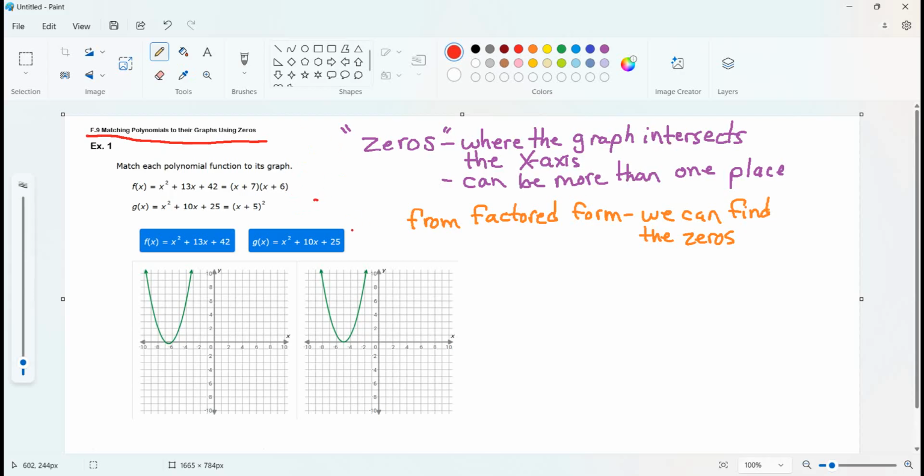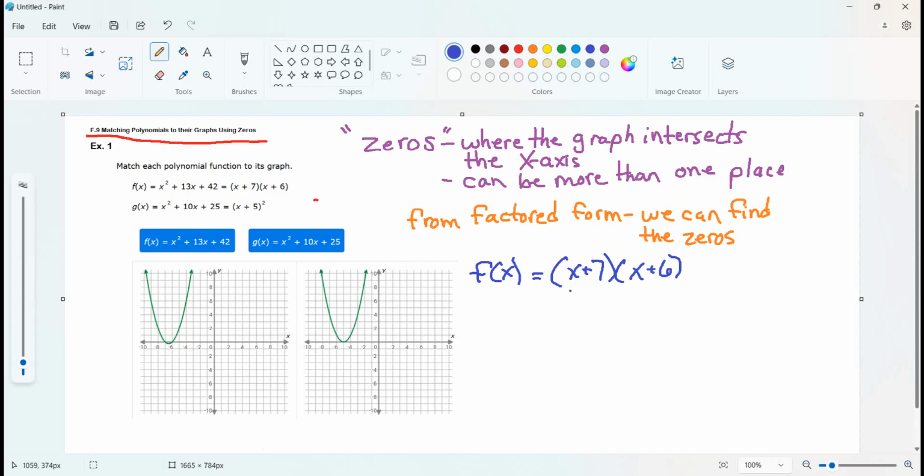So the first thing that you'd want to do is, from the factors of each equation, so f of x, we'll start with that one. The f of x equation in its factored form is x plus 7 times x plus 6. So if you FOILed this thing out, x times x, x times 6, 7 times x, 7 times 6, then it would give you this original equation right there.